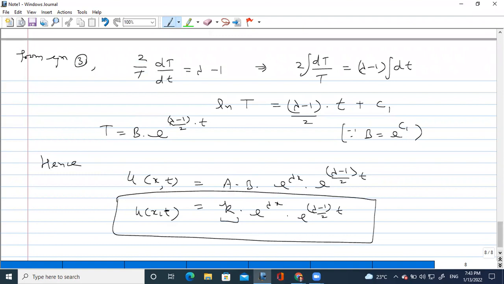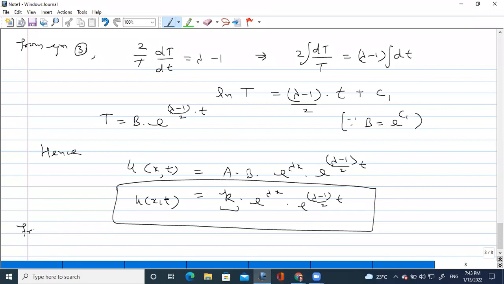Now put the boundary condition. From the boundary condition, at t equal to 0, u(x, 0) will be equal to... any one of them can be 0 or some limit. Understood? So we can put that as a limit, and the rest, x, will be as such. So it will become k into e to the power lambda x as such. Only t you have to make 0 now, so that will be e to the power 0.